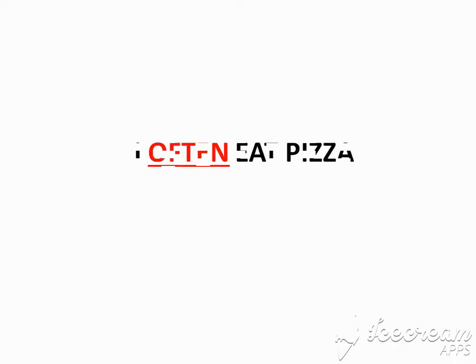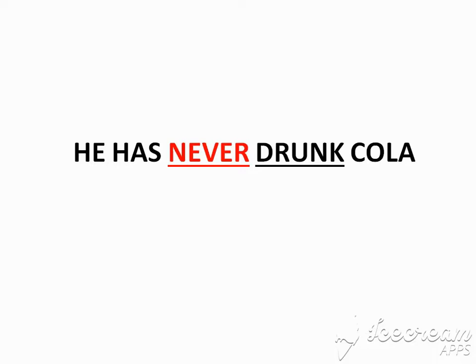Let's see some more examples. I often eat pizza. Do you see the adverb? Yes, the adverb is often. It is placed before the verb eat. He has never drank cola. In this example, we have an auxiliary which is has and the verb drank. This is why the adverb of time never is placed between the auxiliary and the verb.